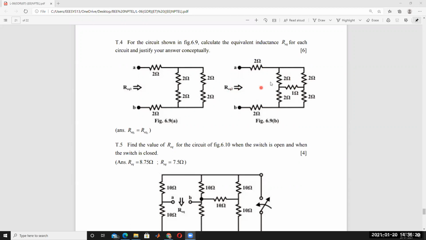So how do we find it here? One concept is there, according to the bridge concept. Here there is a 2 ohm resistor. Here 2 and 2, and also here 2 and 2. That means this circuit is a balanced circuit. Here a 2 ohm resistor, and the opposite arm of the 2 ohm resistor is nothing but 2 ohm. So this is called a bridge.